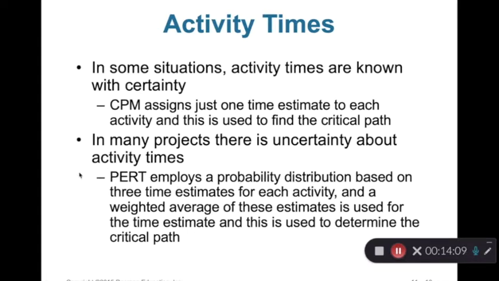Also, you should know something else here. We use PERT to figure out activity times. Basically, we talk about the three time estimates for each activity. And then you're going to use two formulas to calculate the expected activity times and also the variance for activity times.